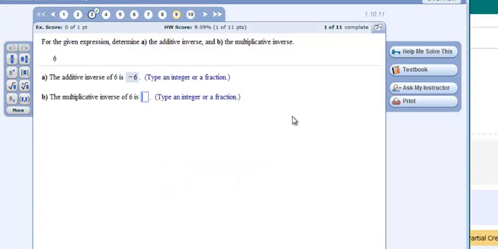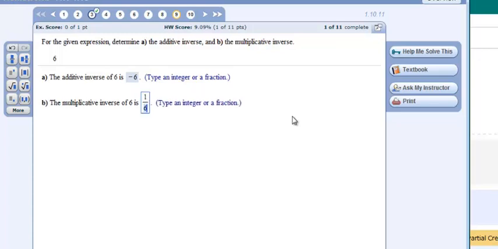The multiplicative inverse of 6 is what? So in this case, we're thinking, what do we multiply 6 by to get us to the number 1? Remember, a times 1 over a equals 1. So if our a is 6, then we have 6 times, and it needs to be 1 over 6 to get us to be that 1. Hit enter, and we got it correct.